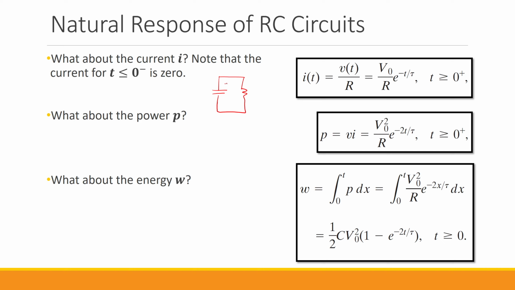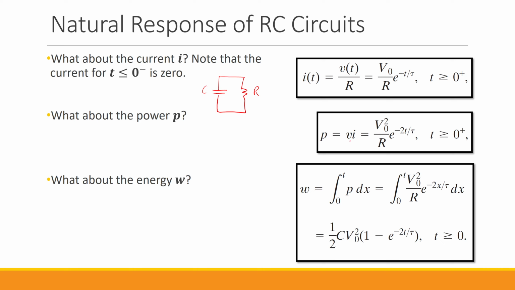You can consider them connected in series. Also, you can consider them connected in parallel too, since there are only these two elements that we have in our circuit. So the current is going to be V(t) over R. So V is the voltage of the capacitor, R is the value of the resistor, and it is going to be V0 over R multiplied by e to the negative t over tau.